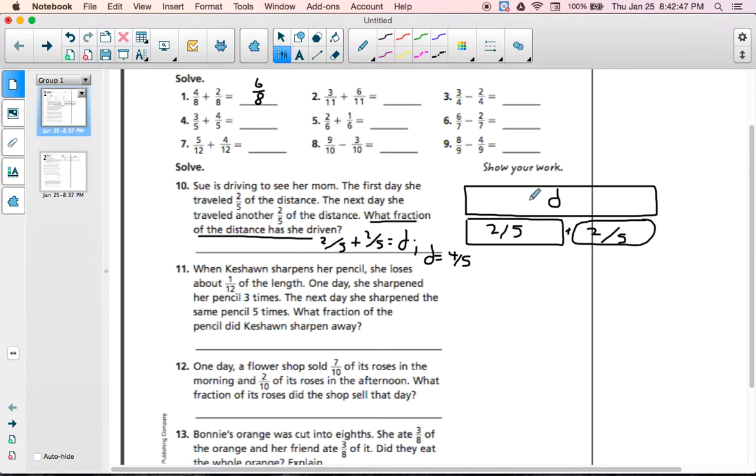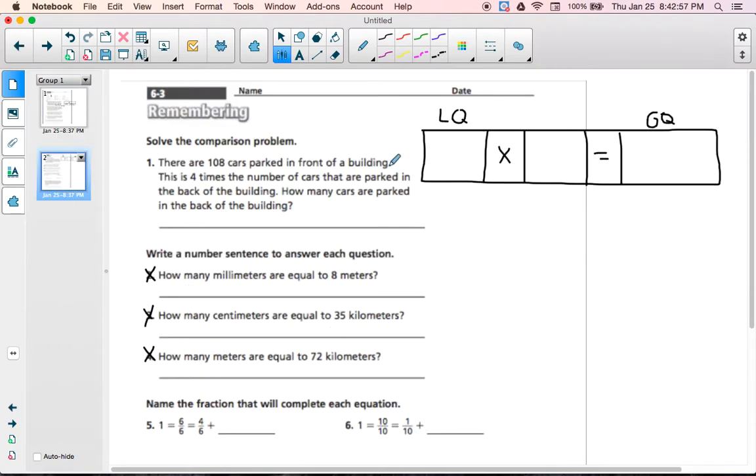So try using these comparison bars and work through the rest of the problems on the homework side. And then on the remembering side, I see this problem here. There are 108 cars parked in front of a building. That's 4 times the number of cars that are parked in the back of the building. How many cars are parked in the back of the building? So that's what we're trying to figure out.